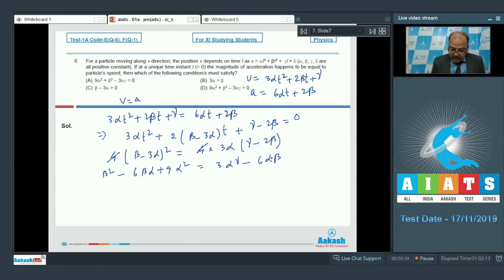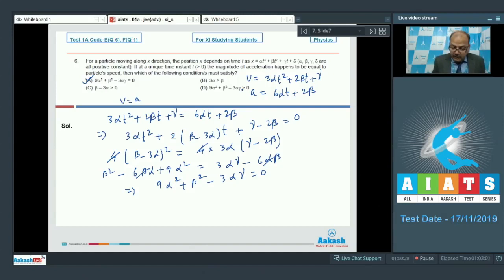So it simplifies to 9 alpha squared plus beta squared, these terms cancel, minus 3 alpha gamma is 0. So this is matching with option A. Option A is clearly correct. Let's look at other options also. Now since A is correct, D is incorrect because it says this is greater than 0. So that will not be the case.